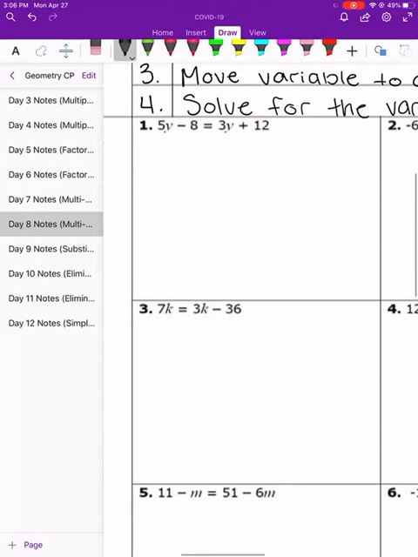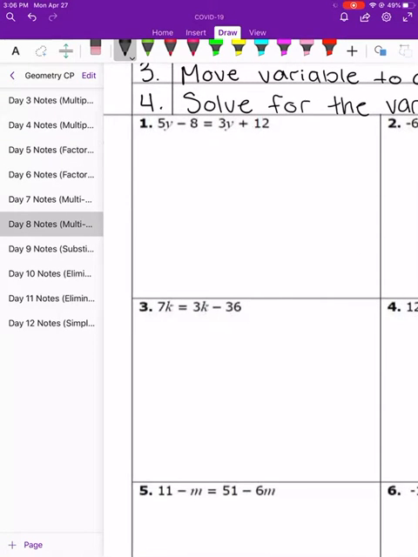Okay. So, problem 1, 5y minus 8 equals 3y minus 12. I don't need to distribute anything. So my next thing I'm going to check for is to see if I can combine like terms. So if I look on the left side, there's nothing I can combine. I have a 5y and a negative 8, so nothing can combine. If I look on the right side, I also can't combine anything. The only thing on the right side is a 3y and a positive 12.